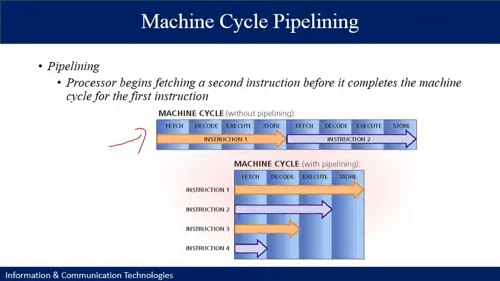However, in the same four steps you can initiate four instructions. In the first step you fetch the first instruction, and in the second step you fetch the second instruction, and the first instruction is decoded. In the third step, the first instruction moves to execute and the second moves to the decode phase, and the CPU is free to fetch the third instruction. In the final, fourth step, the CPU stores the result of the first instruction, executes the third one, decodes the second one, and fetches the fourth instruction.